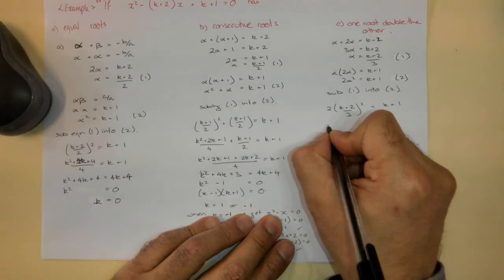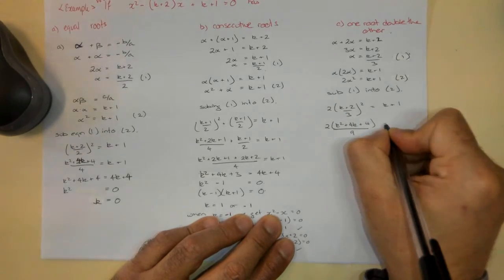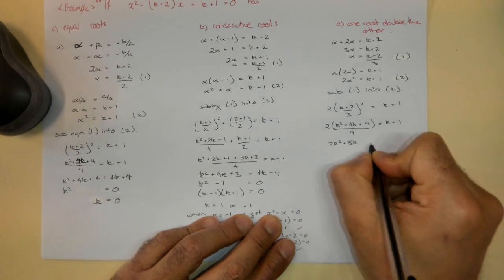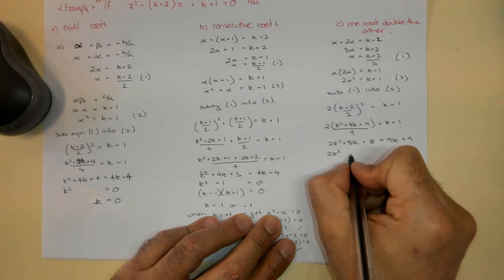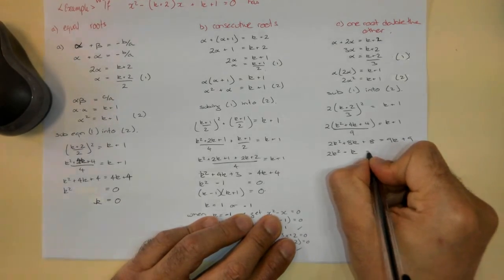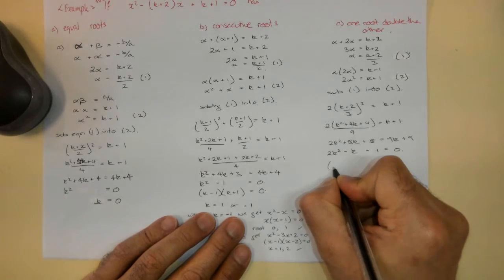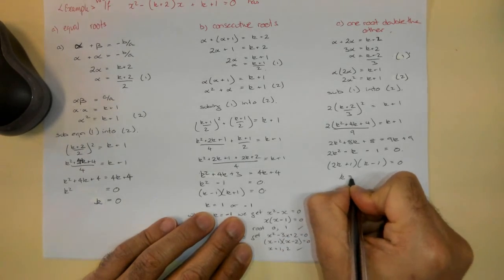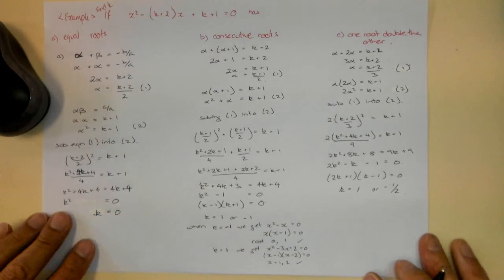So expanding, I get 2 lots of k squared plus 4k plus 4 on 9. So we get 2k squared plus 8k plus 8 equals 9k plus 9. And to factorize this, I would get 2k plus 1, k minus 1. So we get k value of 1 or negative a half. Okay, and they're your solutions.